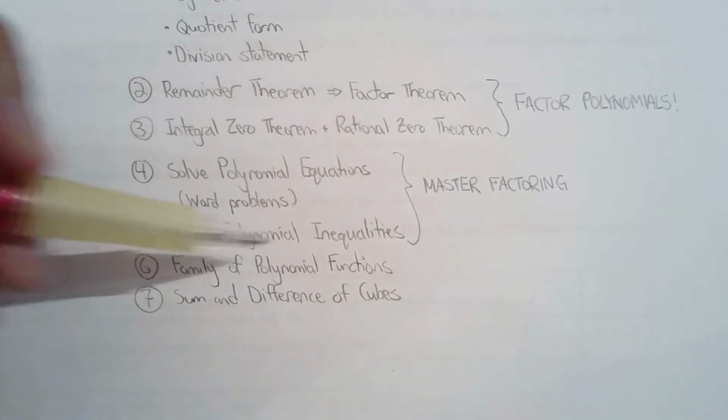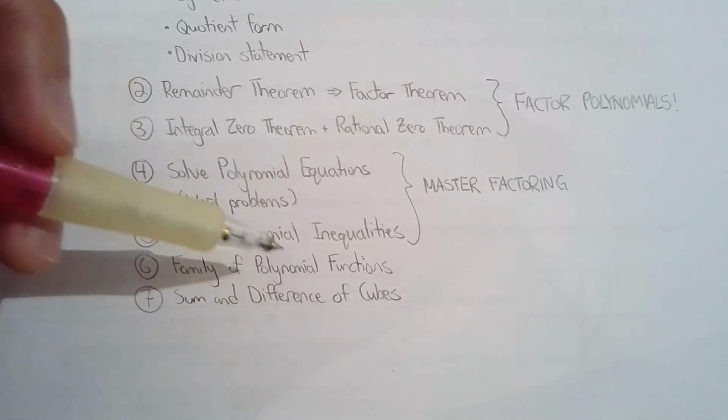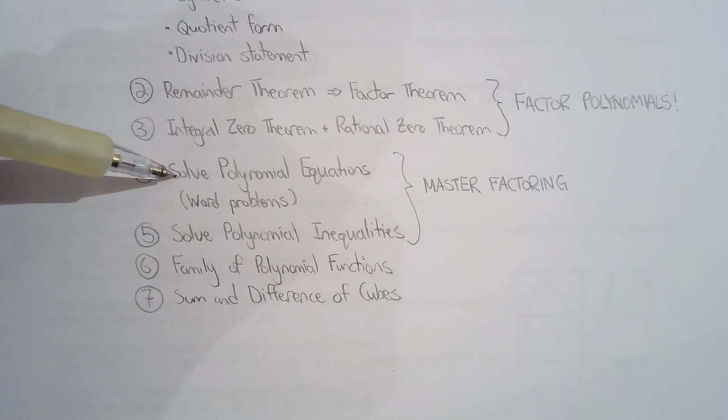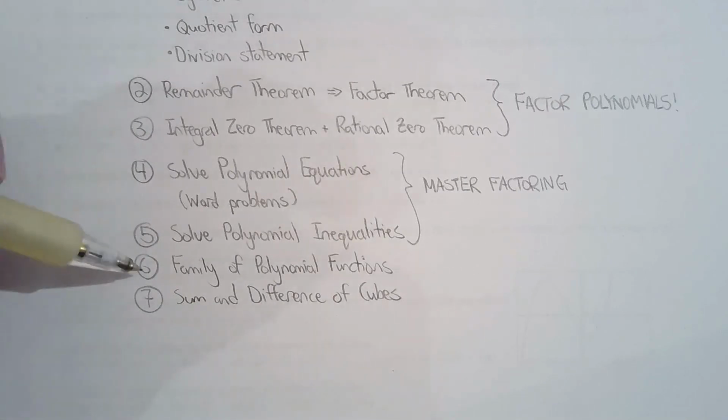There's an extra step with solving polynomial inequalities, but to get to that extra step, you still need to factor. So if you cannot factor, you can't do 2, 3, 4, 5. That's basically the whole chapter. Okay, 6 and 7 are the really minor details. That's why I put them at the end.